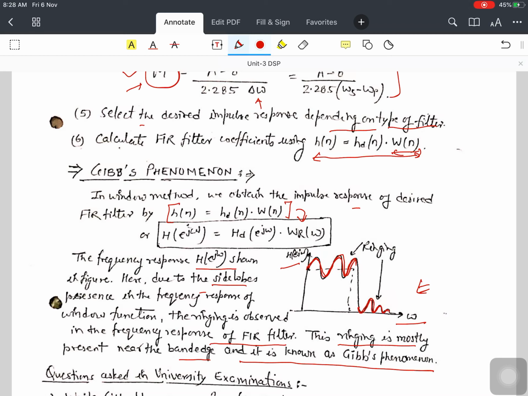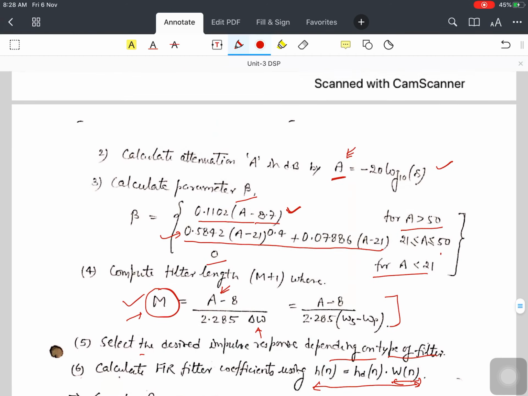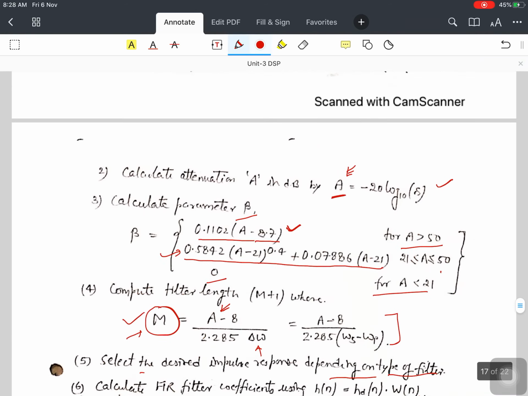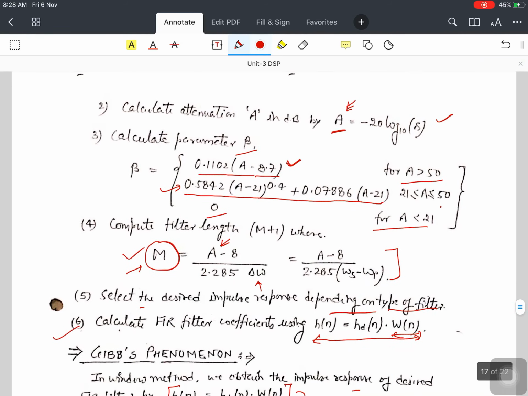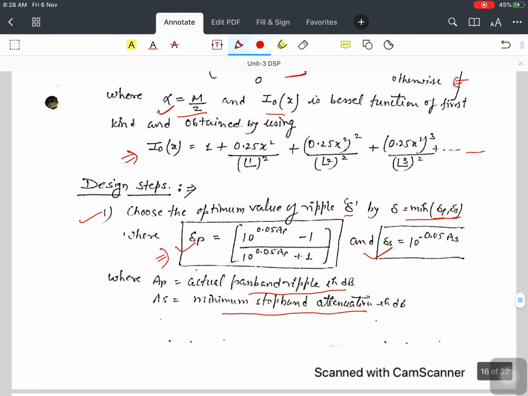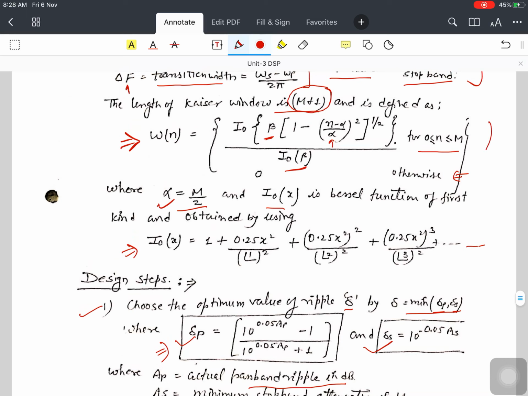So these are the basic steps for designing your FIR filter with the help of the Kaiser window. You just have to follow all the design steps from 1 to 6, and before that you should have knowledge about the window function, the Kaiser window function.